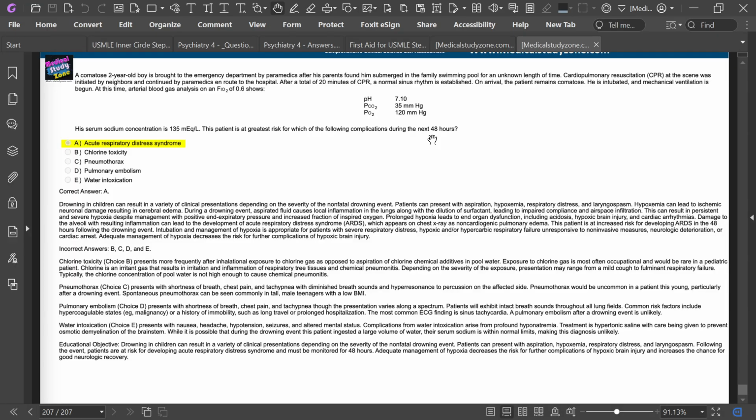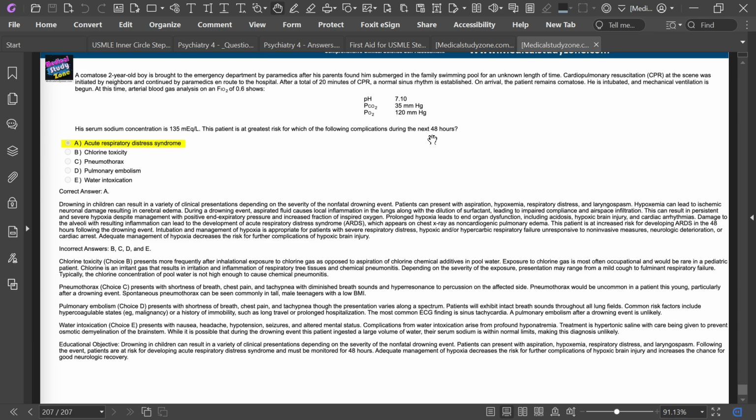Yes. So how can we differentiate PE and ARDS if you put them side by side? I never found the question. I don't remember finding the question. But can you read choice D? D is clear in here, presenting with shortness of breath, chest pain, tachypnea, though the presentation varies along a spectrum.